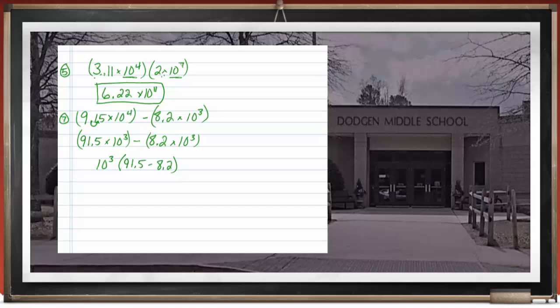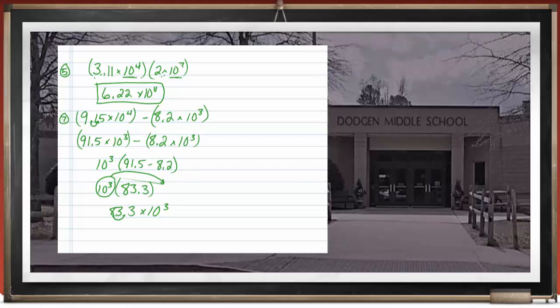Now we can simply follow our order of operations, which tells us to subtract 91.5 minus 8.2, and we end up with 83.3 times 10 to the third power. This isn't exactly scientific notation, so I'm going to take that 10 to the third power and move it to the end of the statement. And we end up with 83.3 times 10 to the third power.